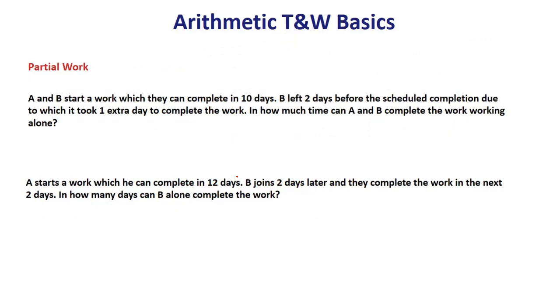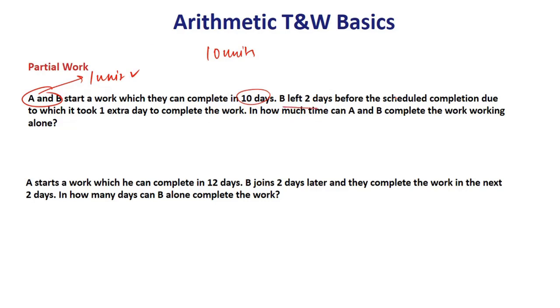The concept of partial work. You have seen some examples where people keep joining and keep leaving the work, and you have to calculate how much time it is going to take. For such problems, let's understand how we tackle them. A and B start a work which they can complete in 10 days. So the combination can complete it in 10 days. Okay, so let's say that the work is 10 units. So the combination is doing 1 unit every day, right?